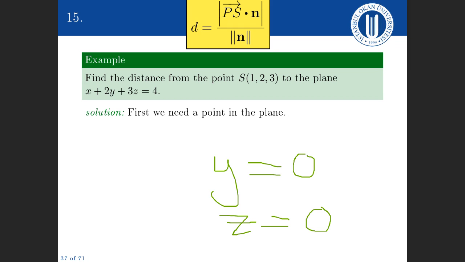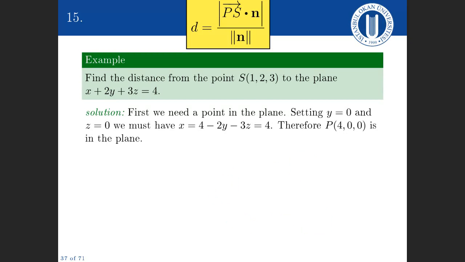Choose 2 of these letters, it doesn't matter which 2, and put them equal to 0. So our plane equation then becomes x plus 0 plus 0 is equal to 4. x is equal to 4. Okay. We can use the point 4, 0, 0. This is a trick you can use anytime you want to find a point on the plane. Choose 2 of the coordinates to be equal to 0, doesn't matter which 2 you choose, and then calculate the other coordinates.